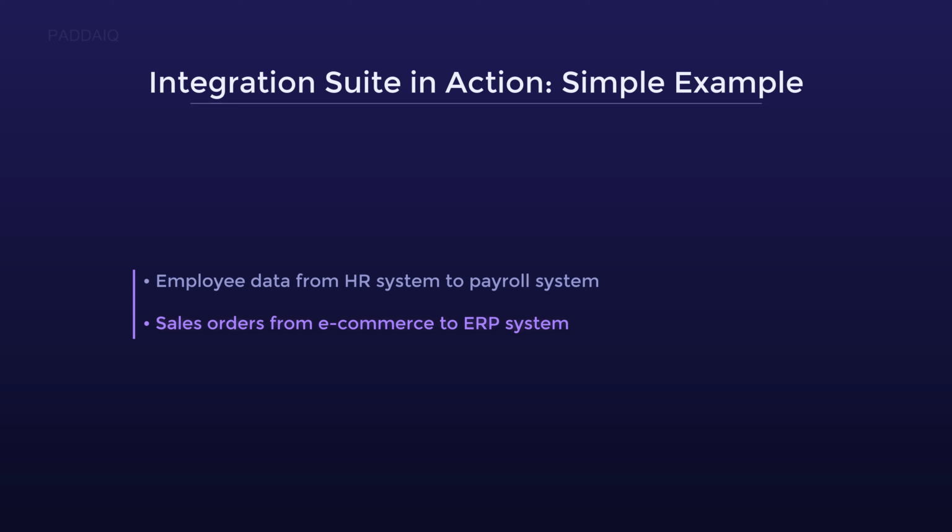Sales orders from e-commerce to ERP system. This means automatically transferring new online purchase details into your central business management software. For instance, when a customer buys a laptop on your website, that order is instantly sent to your SAP's ERP system for processing and fulfillment. This seamless flow ensures your business operations are always up to date.